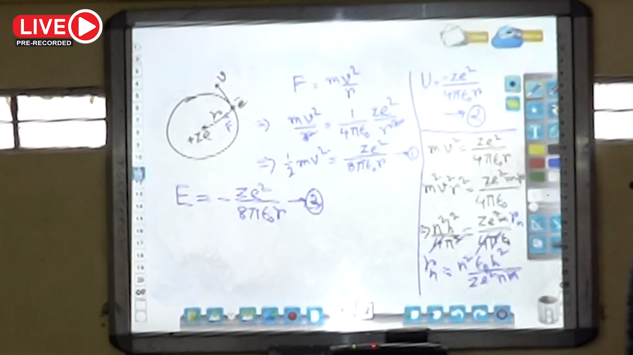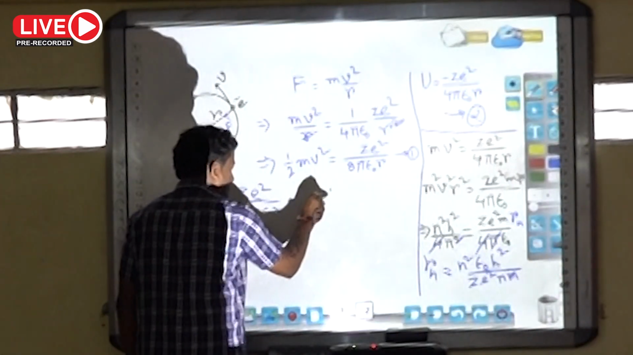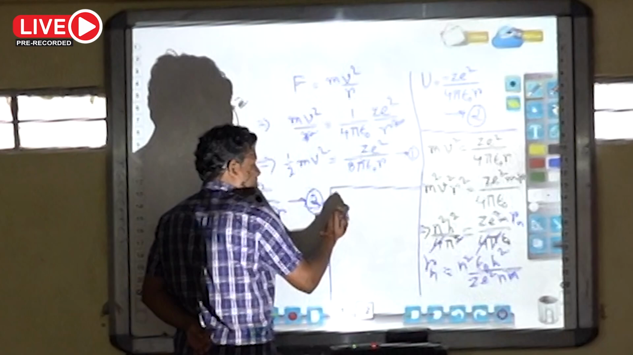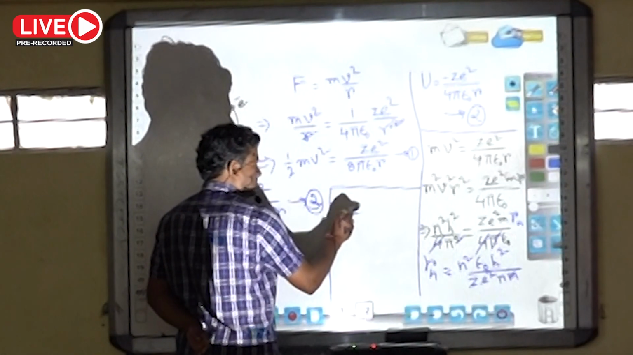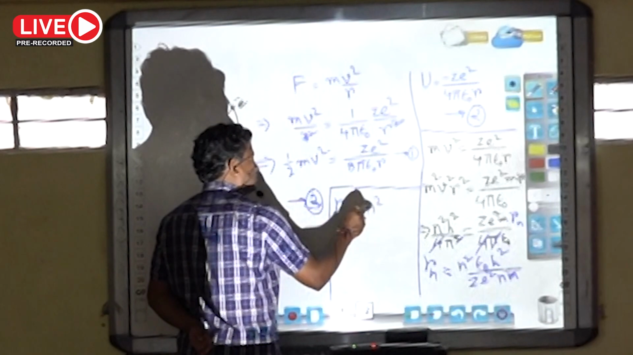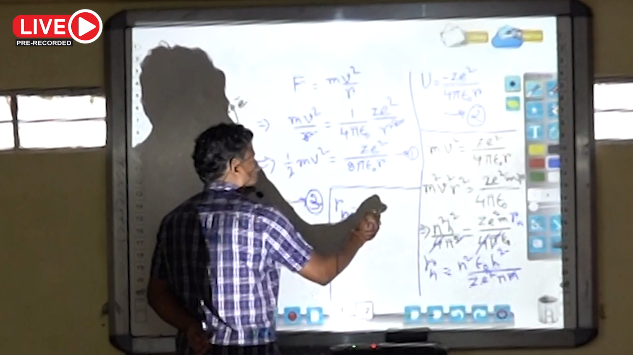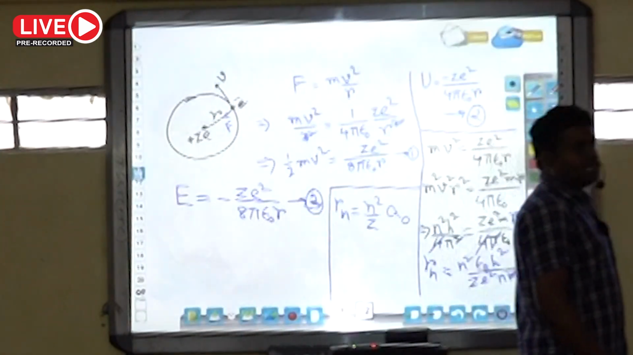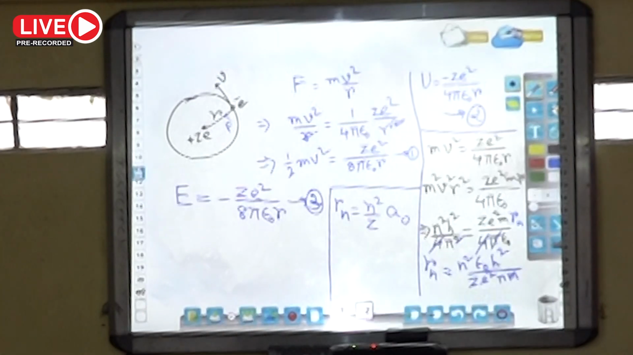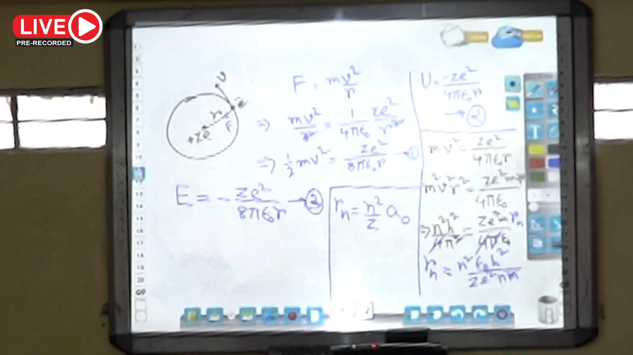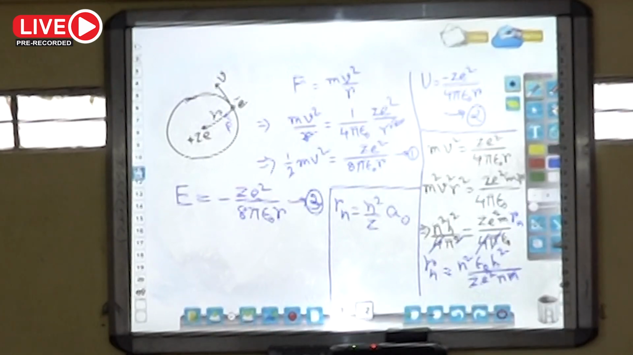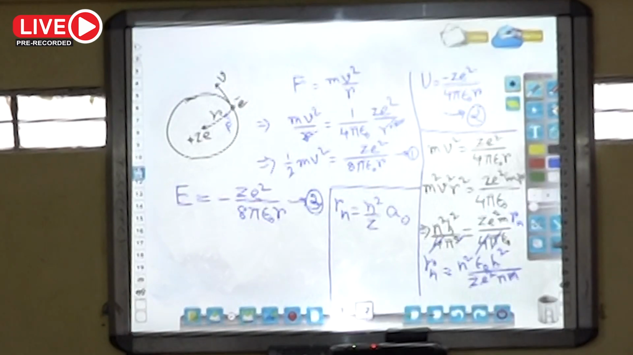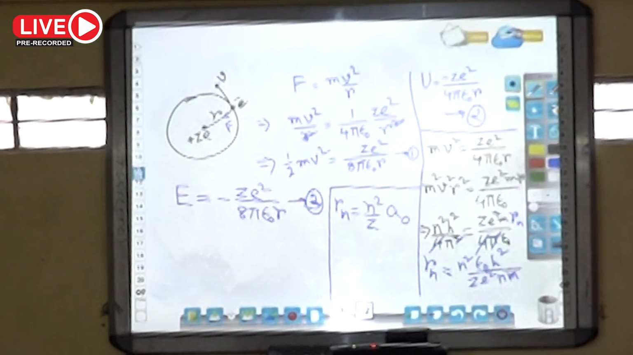Now we can write this expression as Rn equal to n² by Z times a₀. n² by Z a₀. The remaining constant is considered as a₀. Okay. n² by Z a₀. The remaining constant means ε₀ h² by e² π m.